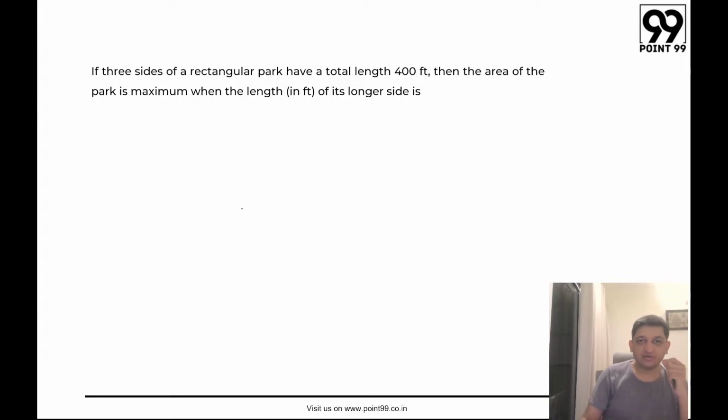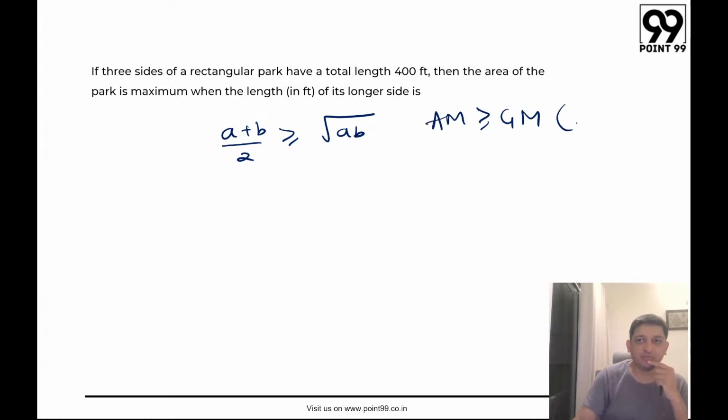So if you know this basic concept, I think you should be fine. Arithmetic mean is always greater than or equal to geometric mean for positive numbers. Positive real numbers के लिए arithmetic mean is always greater than or equal to the geometric mean.